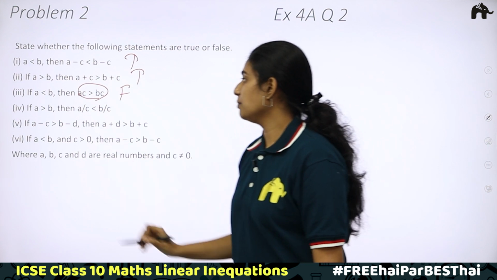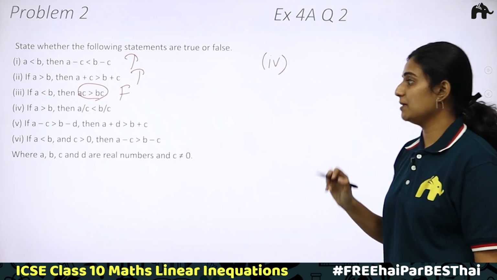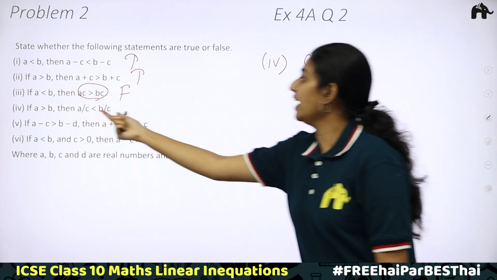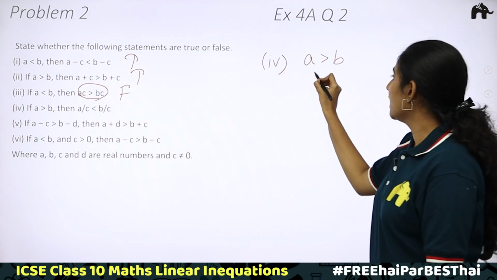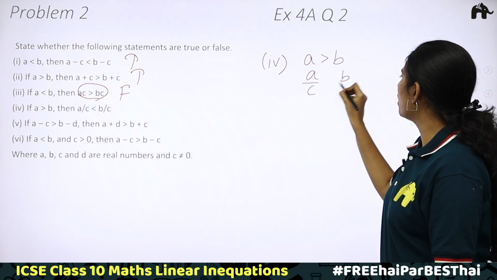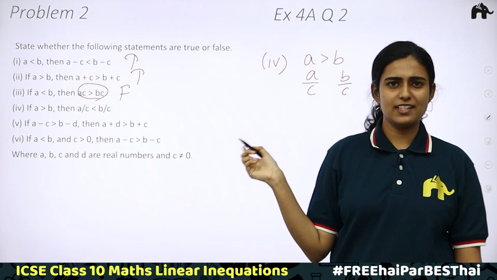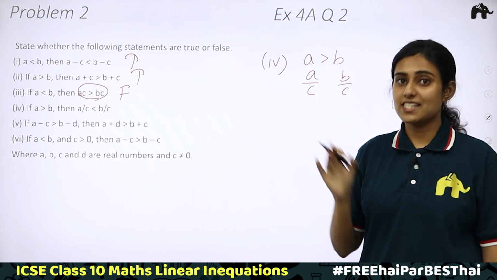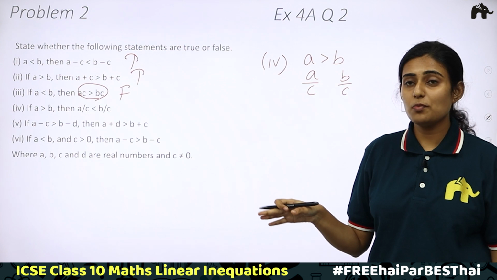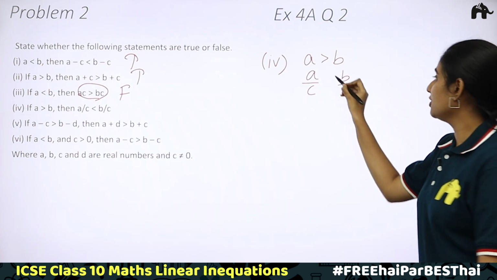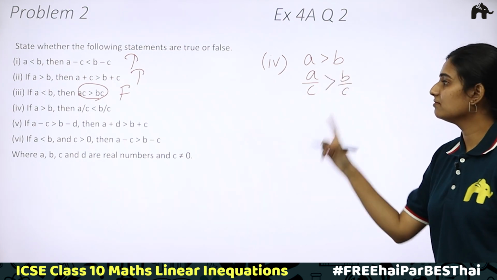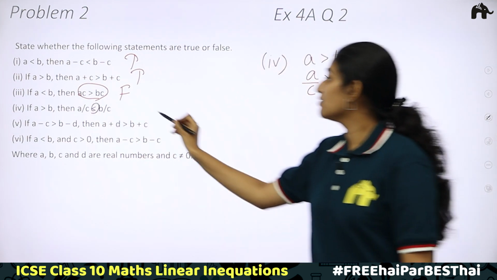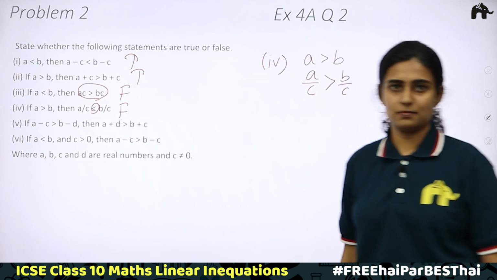If A greater than B, then A by C less than B by C. A greater than B. Dividing with C on both sides. Does the inequality change? Rule 3: multiplying or dividing with the same number on both sides does not bring any change in the inequality. Therefore, the inequality should be greater than. Here we have less than, which means the fourth statement is also false.